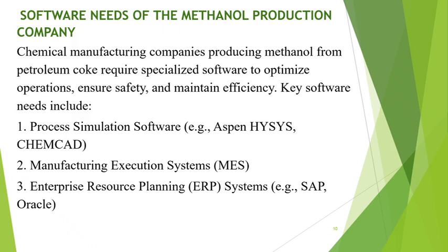Some software needs of the methanol production company. Chemical manufacturing companies producing methanol from petroleum coke require specialized software to optimize operations, ensure safety, and maintain efficiency. Key software needs include process simulation software, examples are Aspen HYSYS and ChemCAD, manufacturing execution systems, which is MES, enterprise resource planning systems, and others.